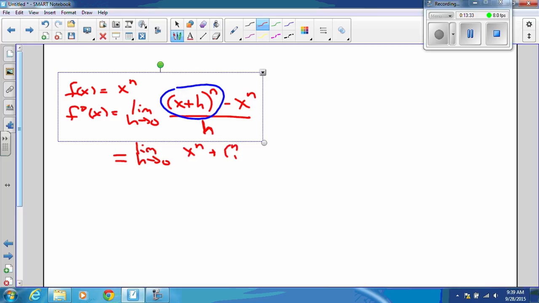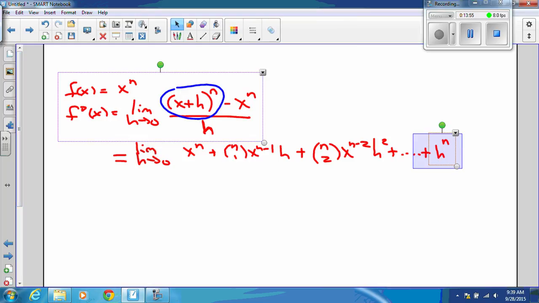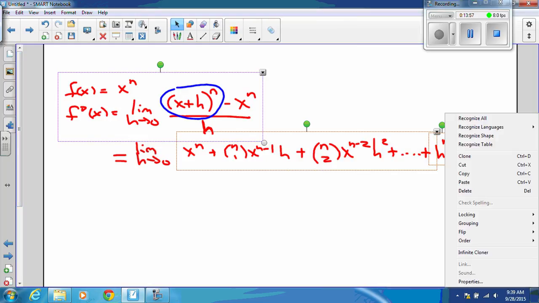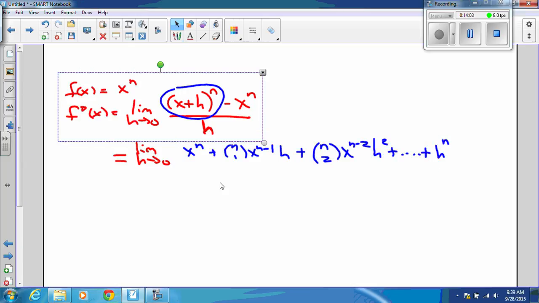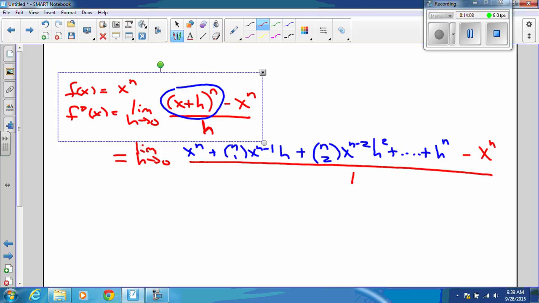That's going to give us x to the n plus n choose 1, x to the n minus 1 h, plus n choose 2, x to the n minus 2 h squared, plus a whole bunch of terms follow. We end up with a total of n plus 1 terms, and our last one is h to the n. All of this I should probably have written in blue because it corresponds to the blue circle there. And then we're going to subtract off the x to the n that we had here and divide by h.